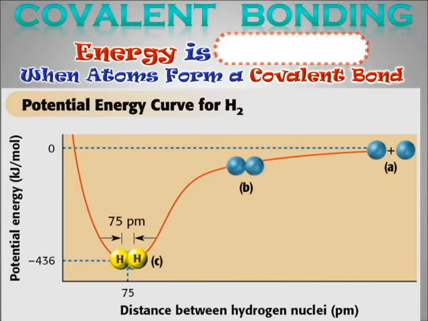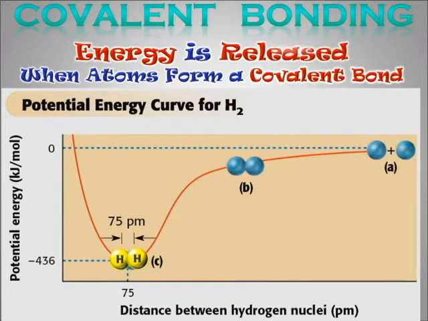Well, it turns out that is very stable like that. At least it's a lot more stable. It's a lot lower energy than where they started. It's down in the pit. The bottom of a pit is a stable position. Okay. But in order to get there, because they had more energy to begin with, energy had to be released. Energy is released when atoms form a covalent bond. So where is that energy? Well, it's given off as heat and light. It's gone now. And then the atoms are stuck together.